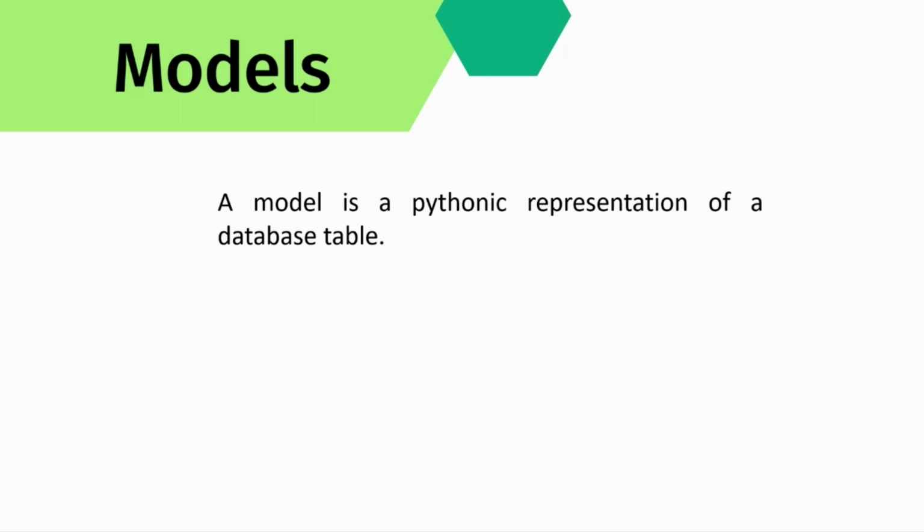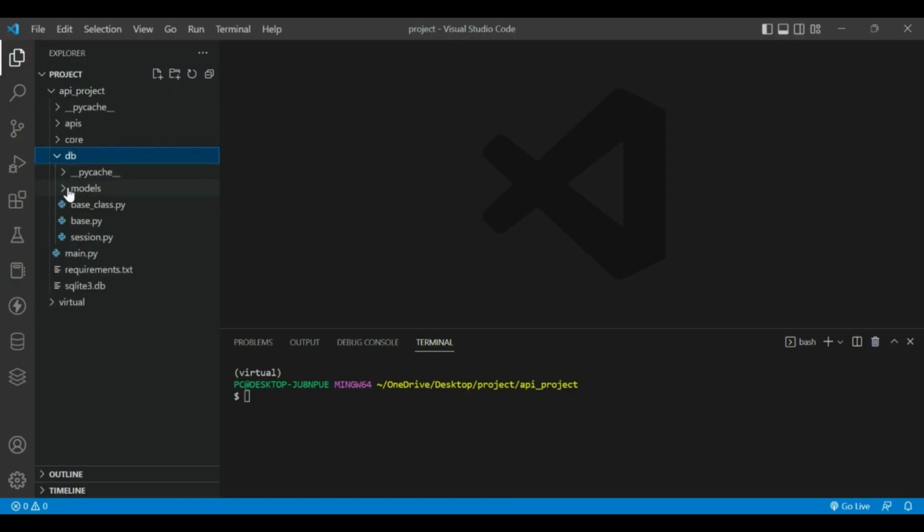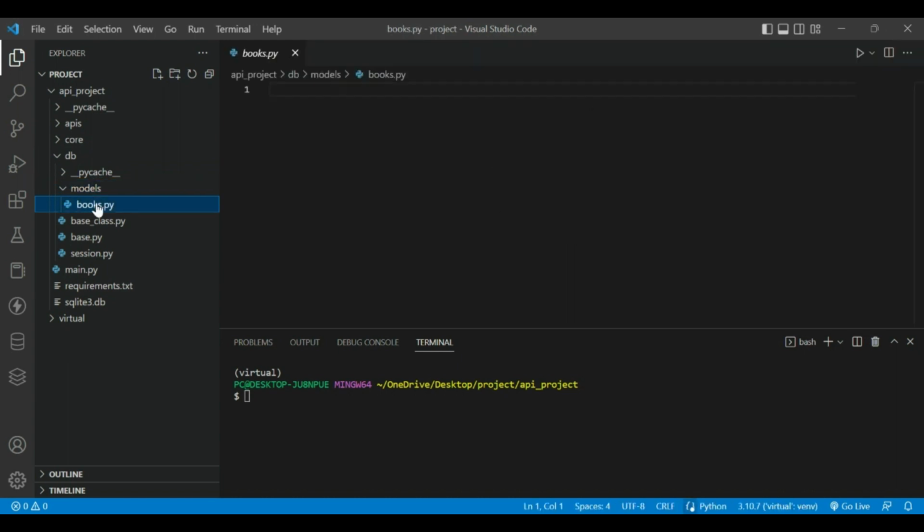Similarly, if we want to develop a job portal, then we should create a model to keep records of jobs, users, and other fields. In this project, we will create a model which is going to store the details of books. The details we are going to save for the book model will be book title, author of book, book description, and the rating. So now create a new folder named models inside the DB directory. Then in the models folder, I am going to create a new file, say books.py.